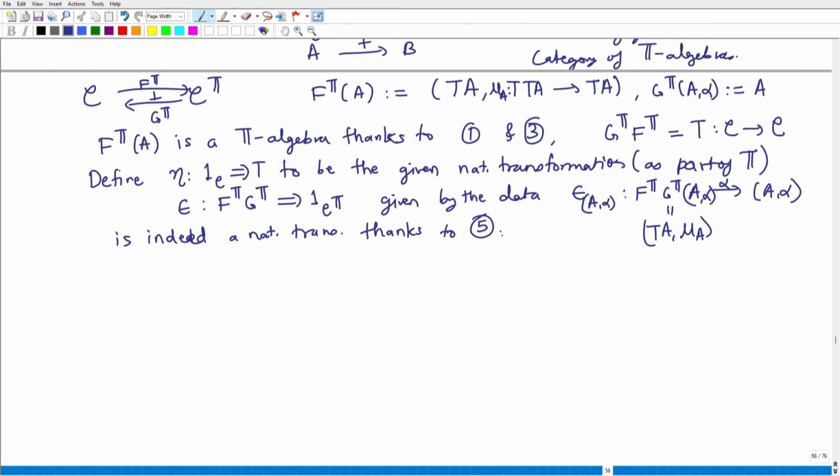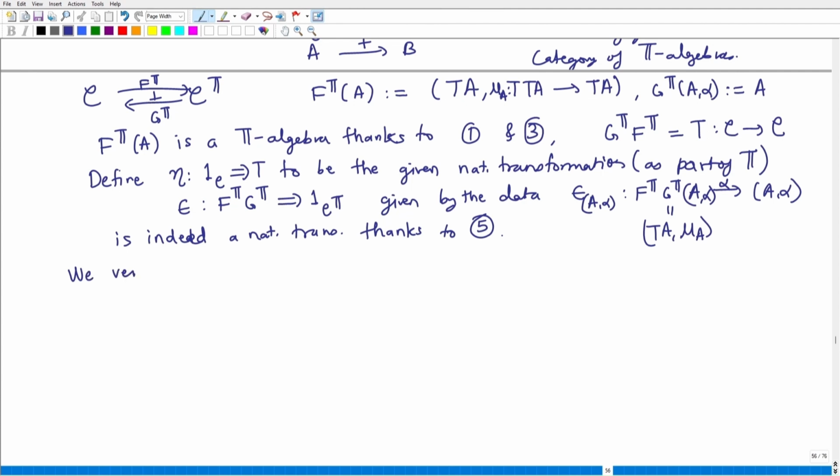So now we have got data of 2 categories, 2 functors and 2 natural transformations. How do we verify, given this data, that it is an adjunction? Triangular identities. Yes, we will verify. We verify triangular identities to complete the verification of the adjunction.